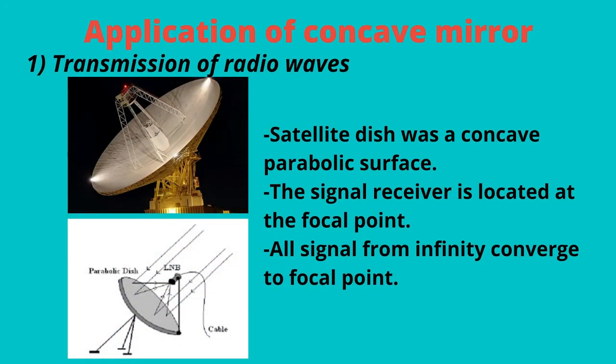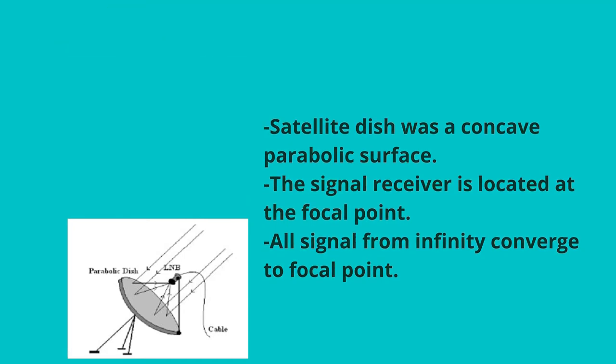So let's see what are the applications of a concave mirror. Number 1. Transmission of radio waves. A satellite dish is a concave parabolic surface. The signal receiver is located at the focal point. All signals from infinity converge to the focal point.